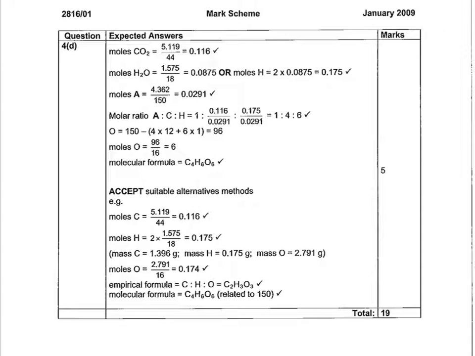Let's now have a look at the mark scheme to see how close we were. We worked out the number of moles of carbon dioxide and water, and got a mark each for them. We worked out the number of moles in our 4.362 gram sample of compound was 0.0291. We divided that into each of our moles of carbon and hydrogen to get the ratio of 4 to 6. By difference we worked out how much oxygen we had, and that led us to the molecular formula. So we got that mark and we got 5 in total.